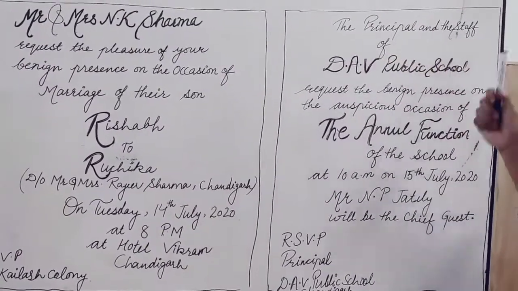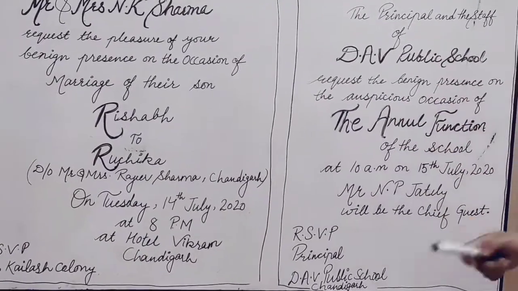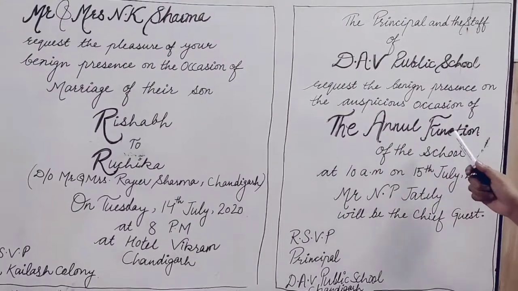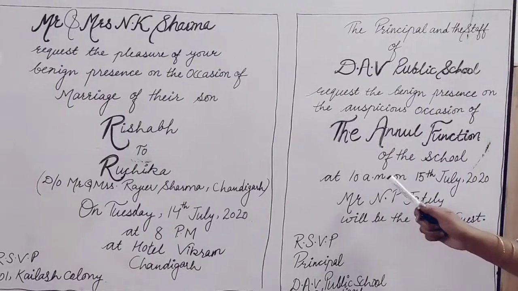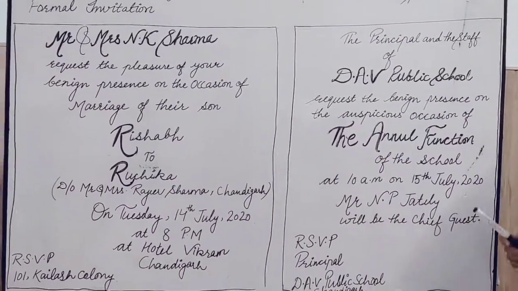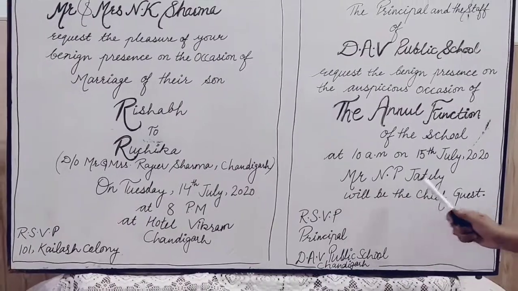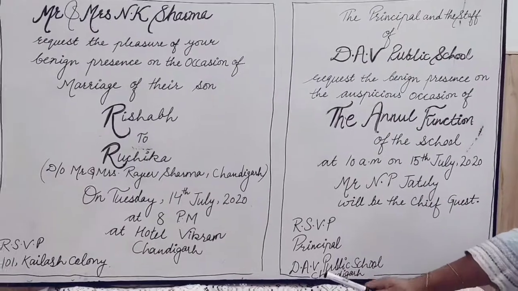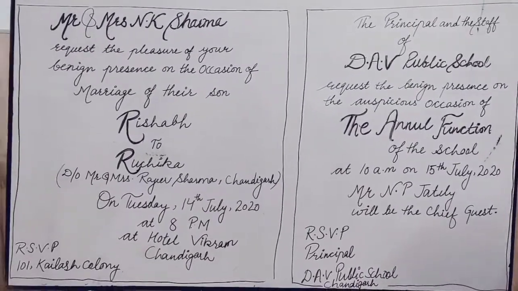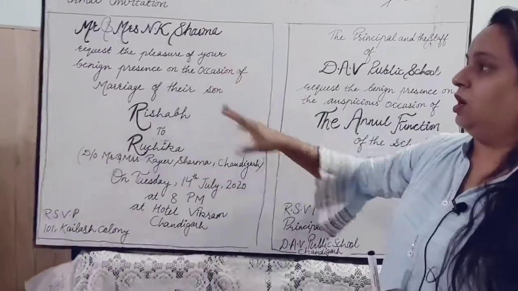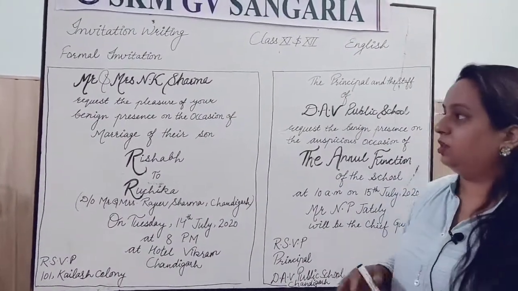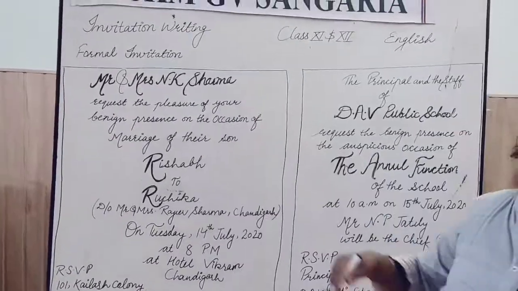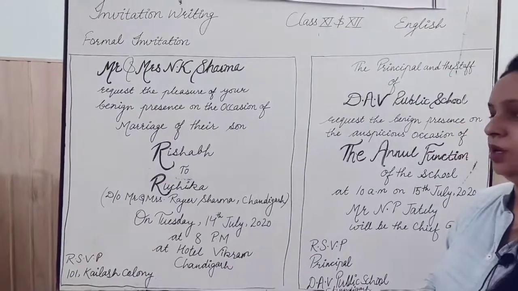The principal and the staff of DAV Public School request the benign presence on the auspicious occasion of the annual function of the school at 10 a.m. on 15th July 2020. Mr. N.P. Jaitley will be the chief guest. RSVP, Principal, DAV Public School, Chandigarh. You must have noticed that I have given variety in the font of this invitation card. You can do font variation accordingly.